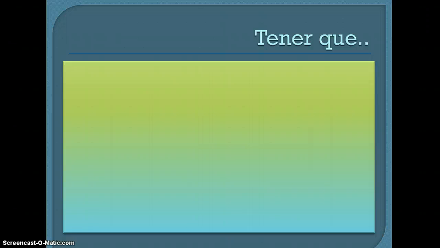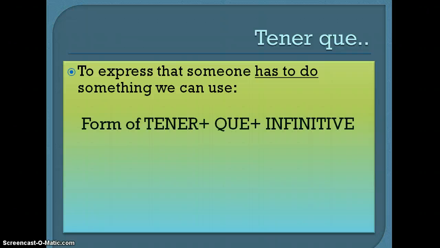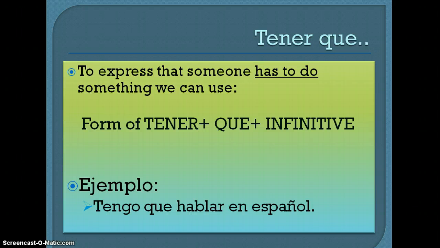So sometimes we use tener que, and it's a really useful phrase to express that someone has to do something. Okay? You use a form of tener plus que plus an infinitive. And remember, infinitives end in AR, ER, or IR. They're verbs that you haven't done anything to. So, un ejemplo. Tengo que hablar en español. You have your form of tener. I have to speak in Spanish. Tengo que hablar en español.